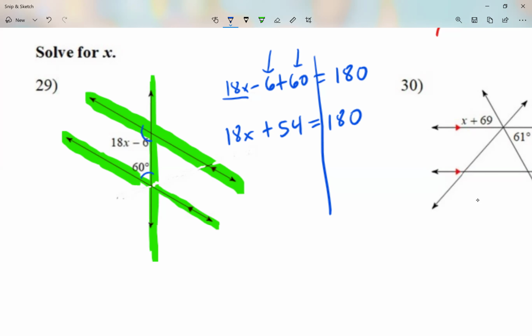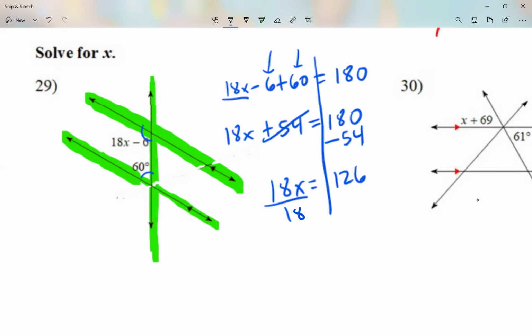I want the 18x by itself, so this plus 54, let me move it over as a minus 54. Don't forget to switch the sign. So I get that 18x equals 180 minus 54, which happens to be 126. Let me divide both sides by 18. 126 divided by 18 happens to be 7.